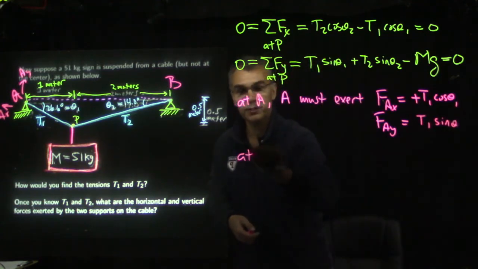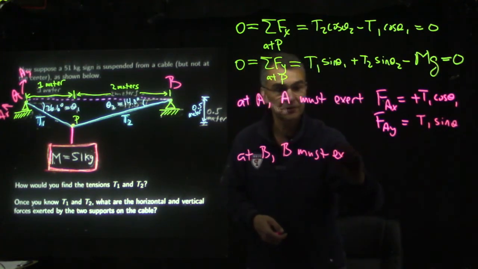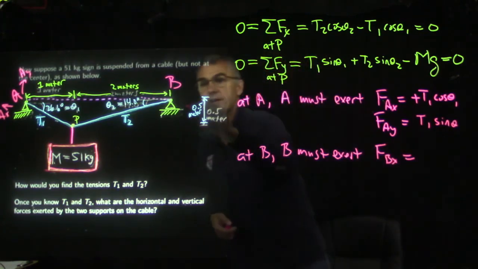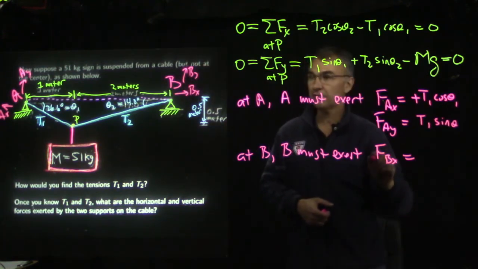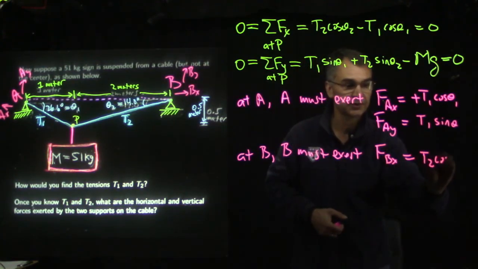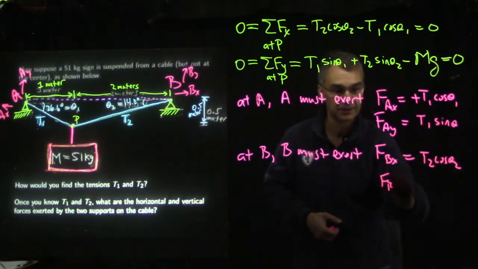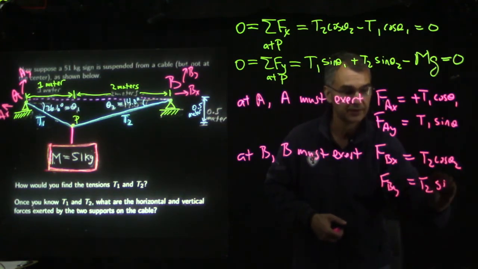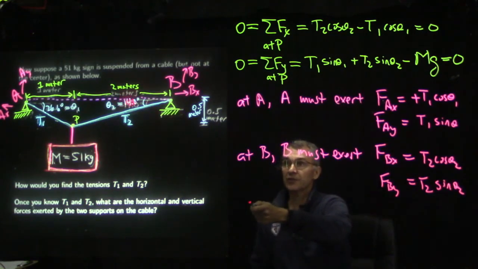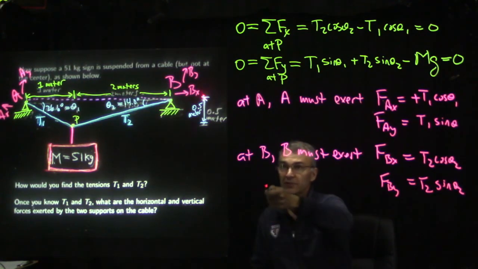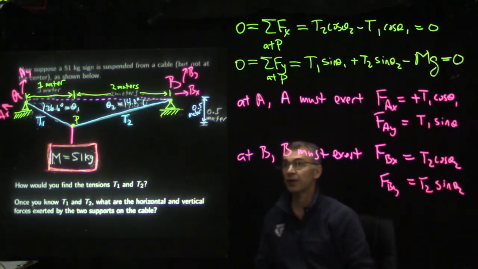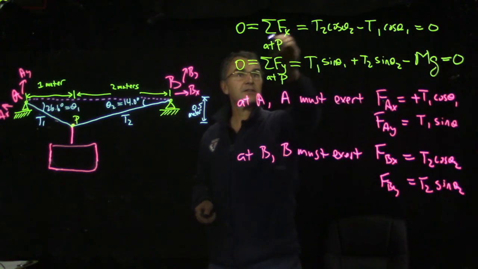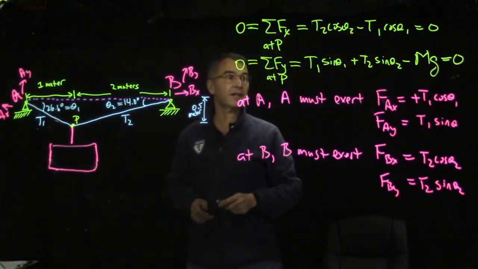And then point B must exert FBX. So let's say we're going to draw BX this way and BY this way. So B must exert FBX equals T2 cosine theta 2, and FBY is T2 sine theta 2. So there were really only two unknowns in this whole problem because we are told these two angles, basically. Well, we're actually told this height and this width and this width and this height, but that's equivalent to being told these two angles. In this last case, writing down the equations was much more interesting than actually solving them.